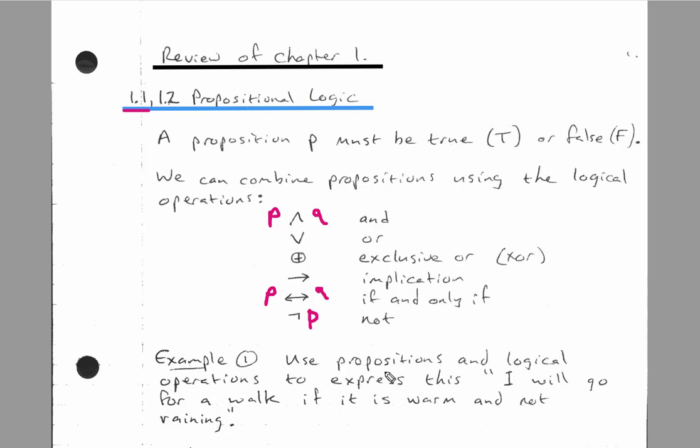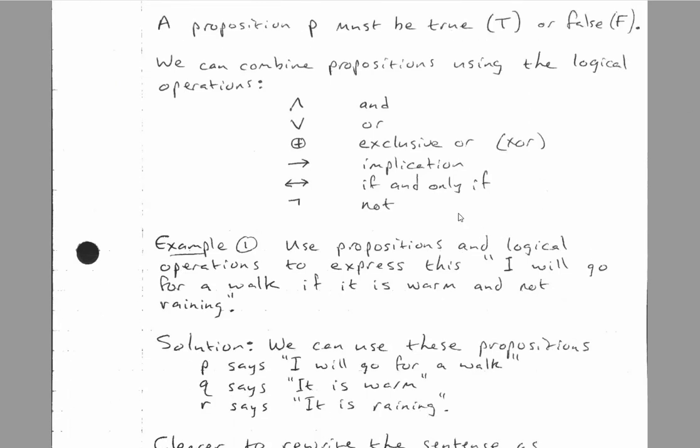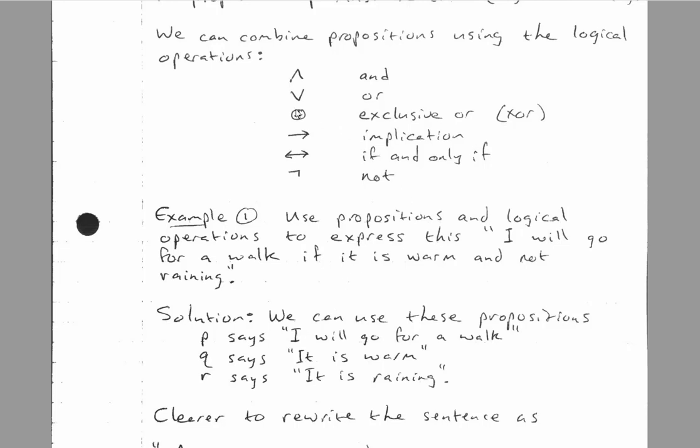Alright, so an example: use propositions and logical operations to express this. We have a sentence: I will go for a walk if it is warm and not raining. Alright, so that makes sense. But how do we write it using these?